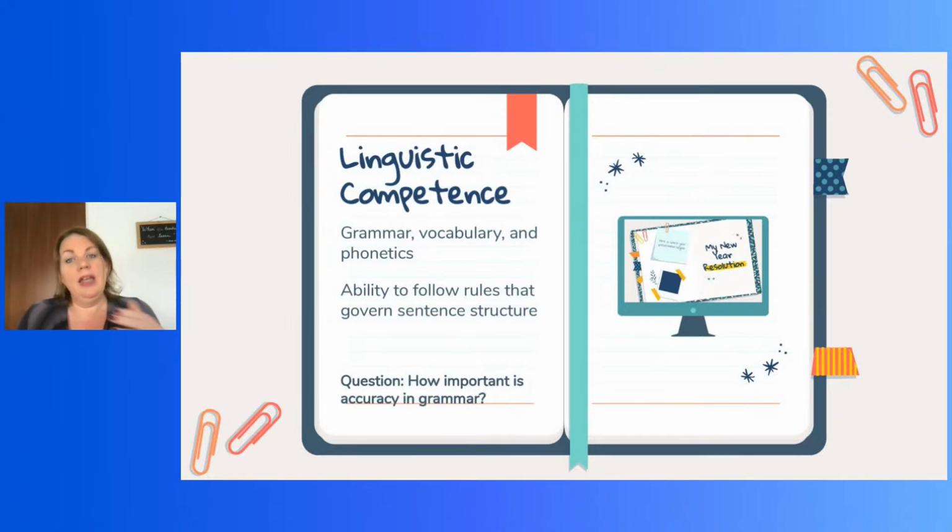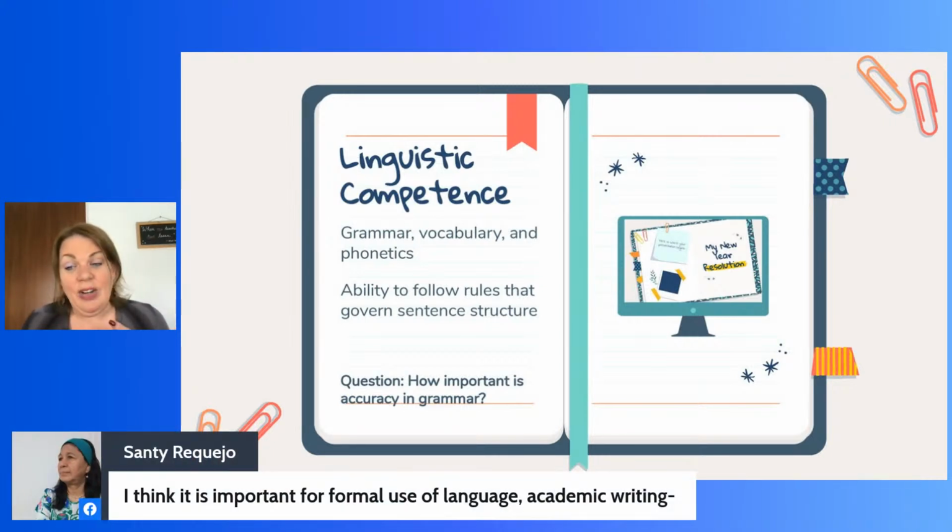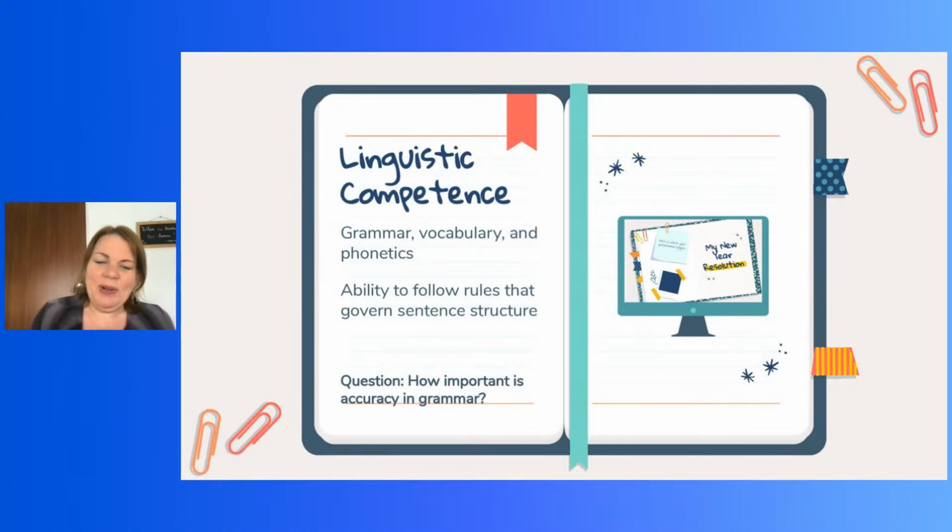But again, if our focus is communication, isn't it possible to understand messages from someone without perfect grammar? I know this is rebellious sounding, right? Santi says, I think it's important for formal use of language, academic writing. Absolutely. Yes, we have to know how to write. We have to know how to use a formal register in the language, right? But in the initial stages of acquisition, is it that important?